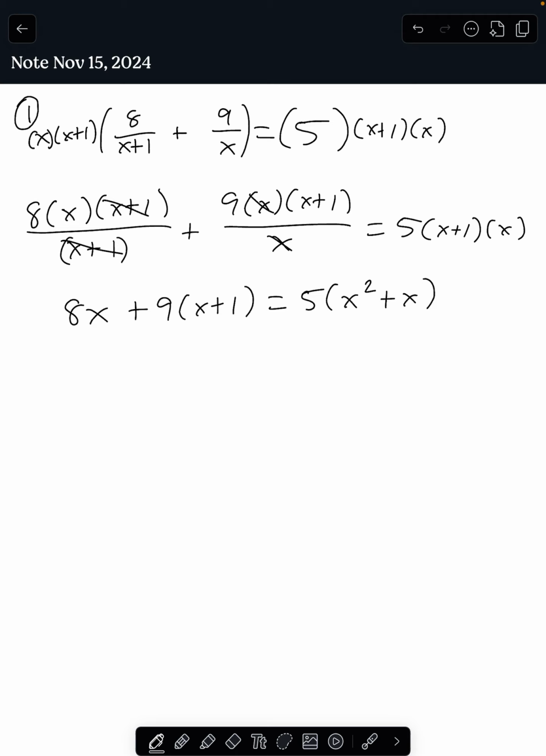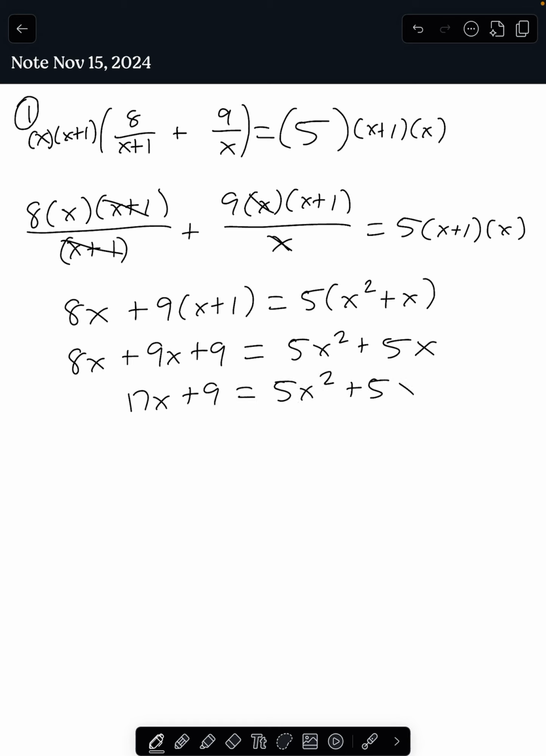And on the left side, we can distribute. So 8x still plus 9x plus 9. And now we can distribute the right side, 5x squared plus 5x. Now you can do some simplifying. I'll combine these two to get 17x plus 9 equals 5x squared plus 5x.